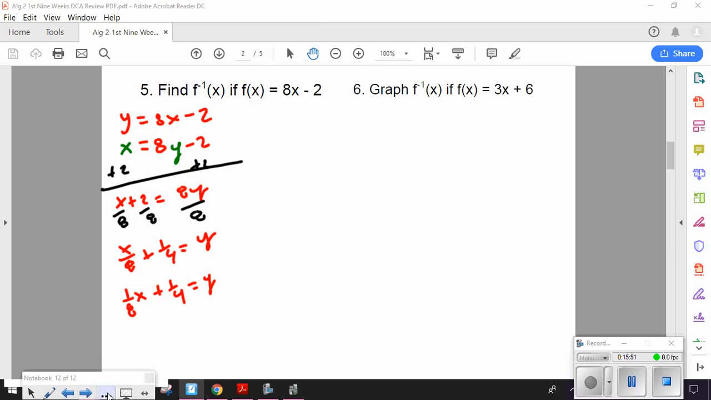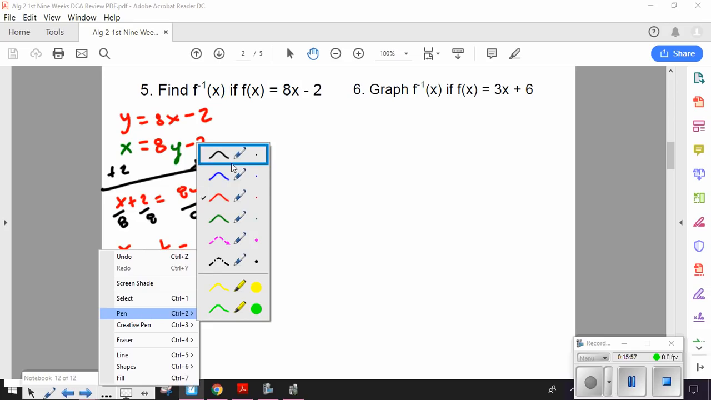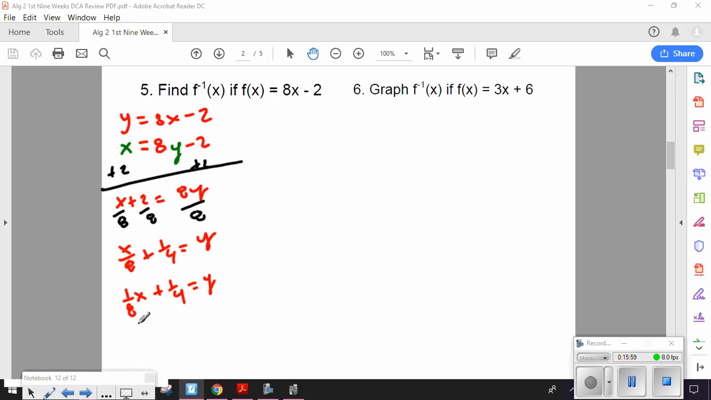Last but not least, since this represents the inverse, now we must put it back in function notation. So you would say 1 over 8x plus 1 over 4 is equal to f inverse of x. And you can switch it around if you wanted. You could put f inverse of x is equal to 1 over 8x plus 1/4. But that's what you do.